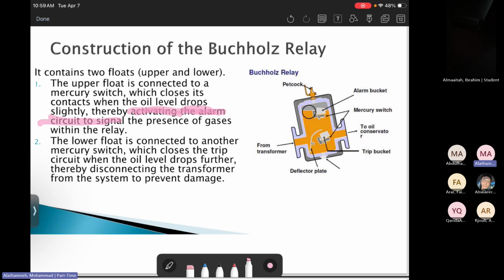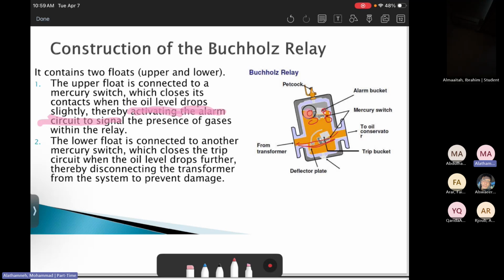Then, if the problem continues without being solved, the gas bubbles will increase, pushing the oil down. Once the oil goes down to the lower level, it will trip immediately. The power will be cut off on the transformer for protection.